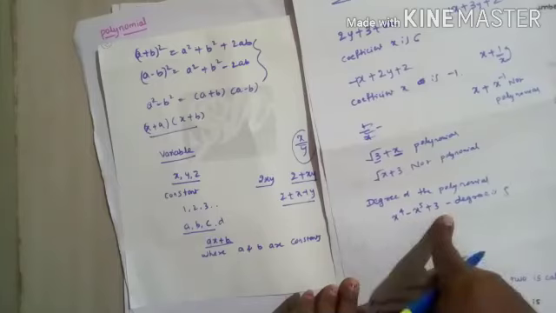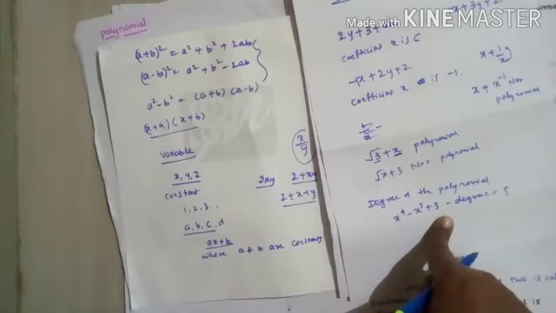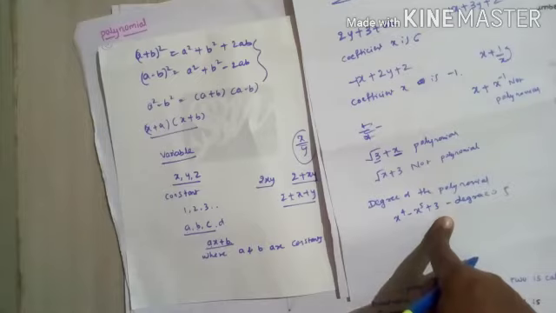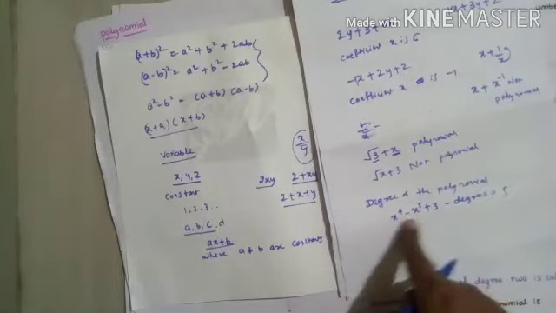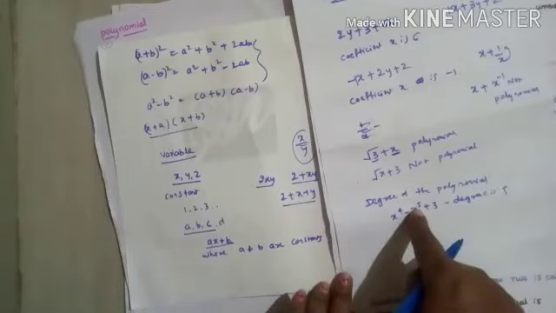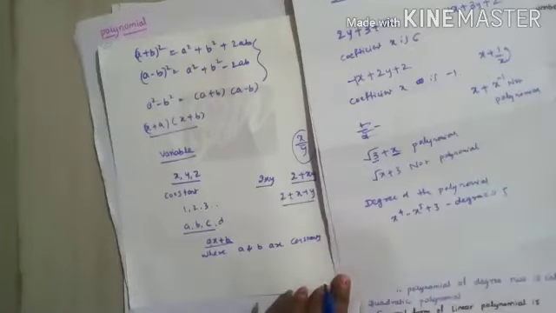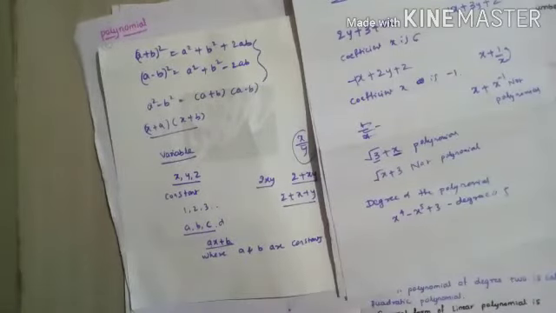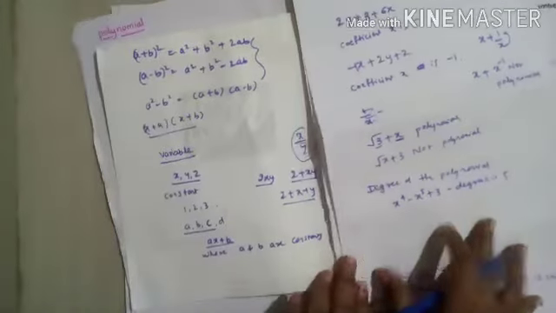This is a polynomial. A polynomial can contain infinitely many terms. A polynomial can contain one term, 2 terms, 3 terms, 4 terms, 5 terms, like that. Infinitely many terms it can contain. So here it is containing 3 terms and the highest power of the variable is 5, so it is called the degree of the polynomial. The definition of degree: the highest power of the variable in the polynomial is called the degree of the polynomial.